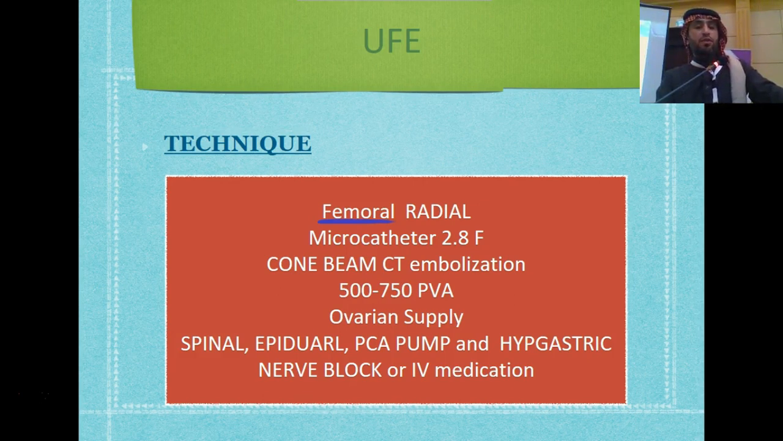Nowadays it's mandatory to use a microcatheter. It causes less spasm. It's mandatory to use a cone beam CT post-embolization. So after we embolize, we do a CT in the angio suite to make sure if there's any residual non-enhancing vascularity, because it might be a source of recurrence. So if there is a focus of non-enhancing fibroid, we try to embolize it more.